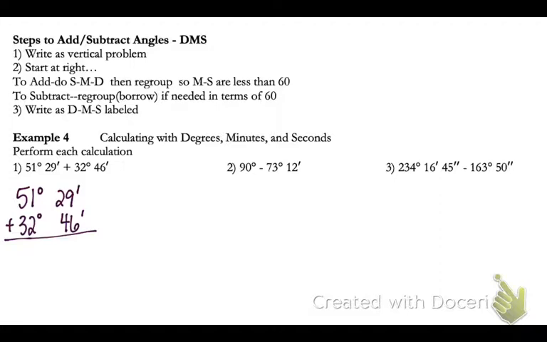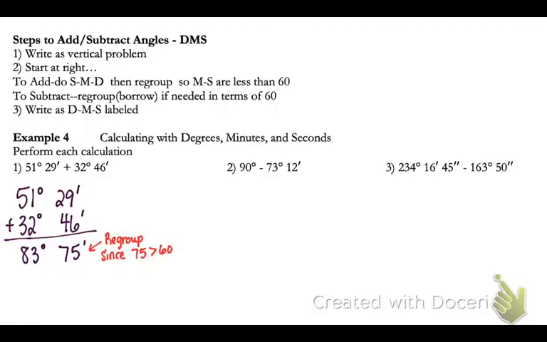Okay, for example 4, problem number 1, the first thing I'm going to do is rewrite this as a vertical problem. So I put one of the values on top and then one on bottom. Now we're just going to add straight down. And we get 83 degrees and 75 minutes.